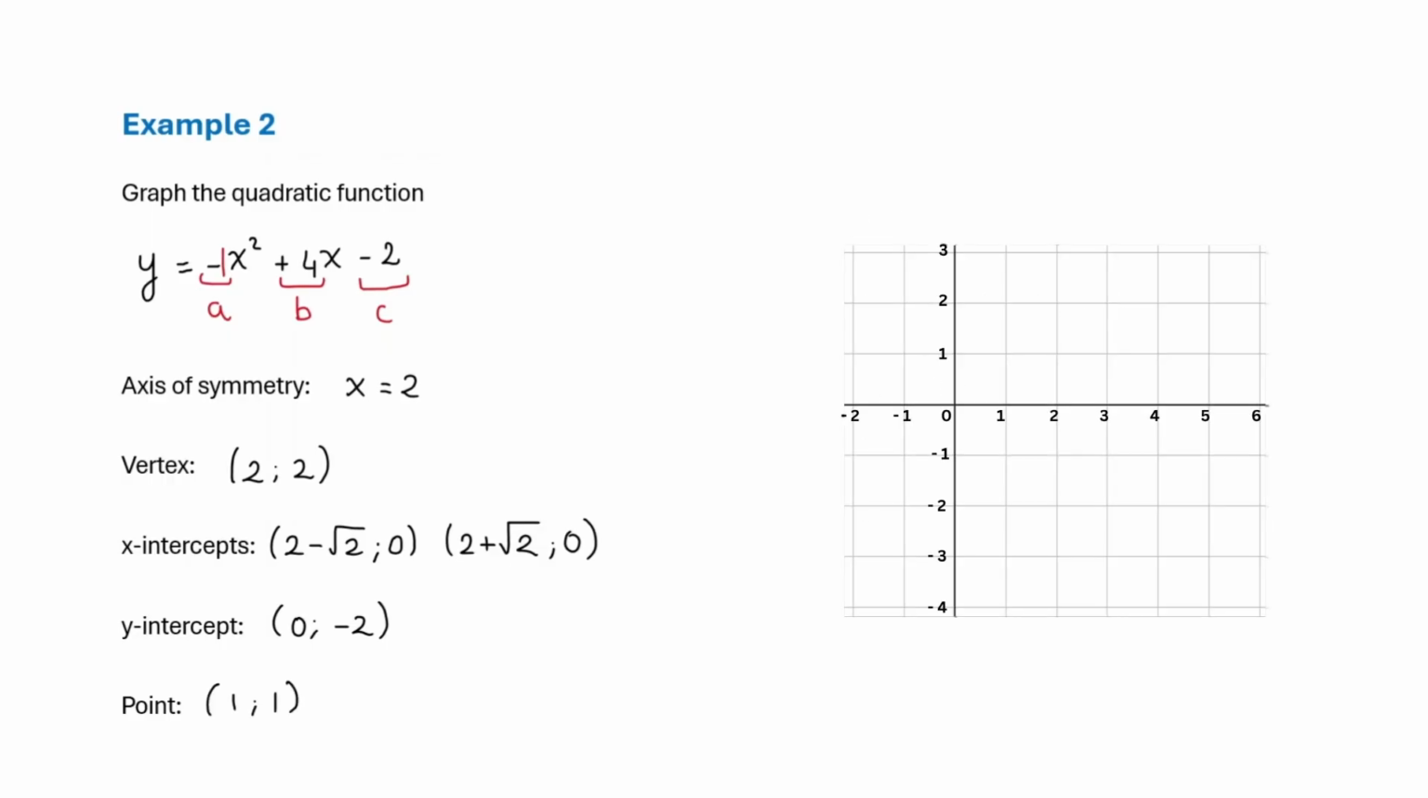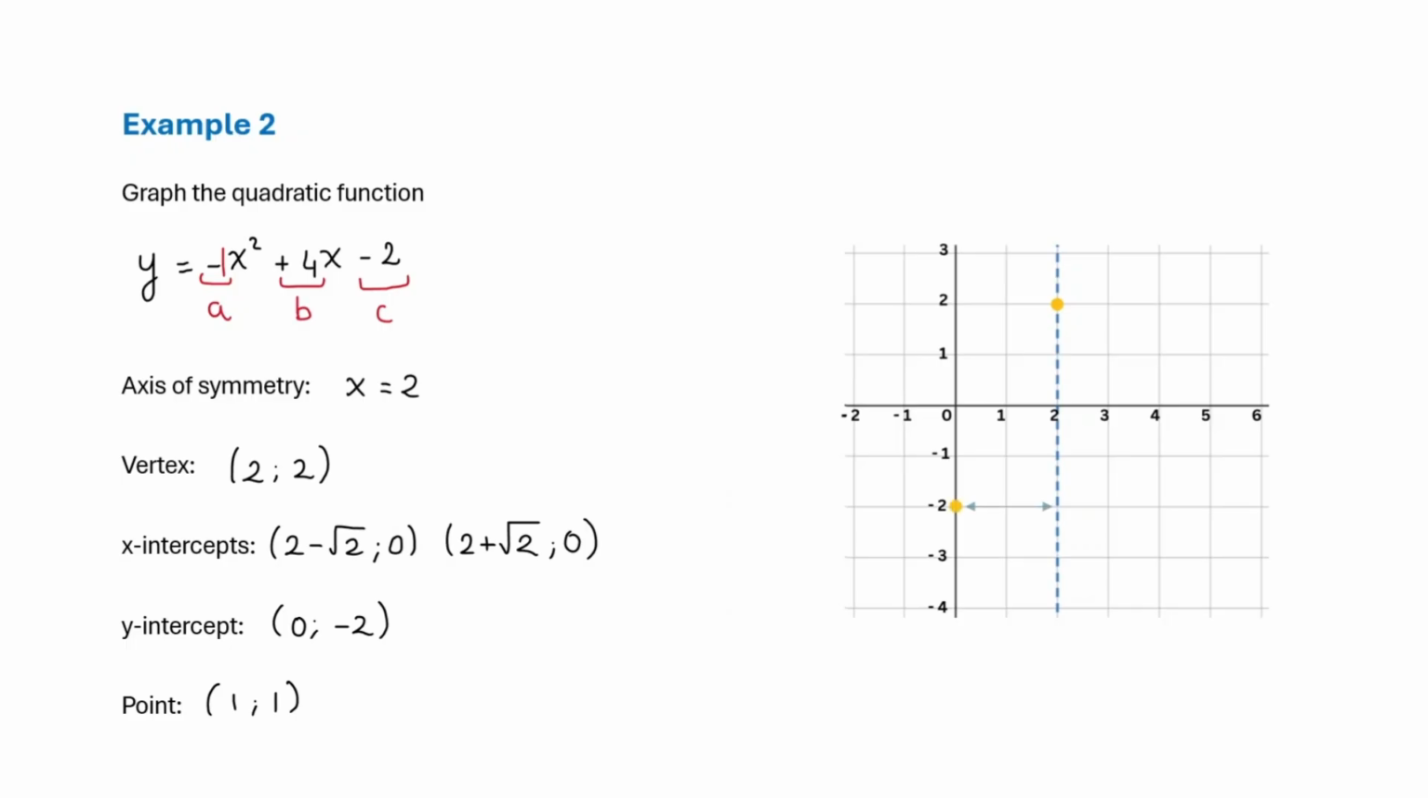We have enough information to draw the graph. First, plot the axis of symmetry, which is the vertical line x equals 2. Next, plot the vertex at the point 2, 2. The y-intercept is the point 0, -2.